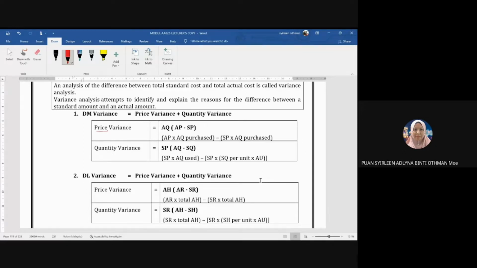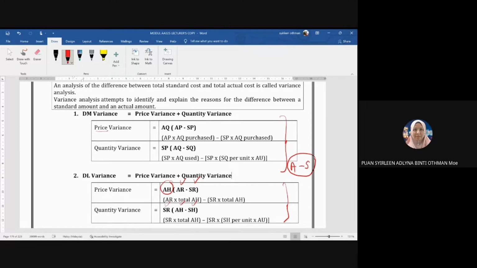Okay, so kalau price variance dekat sini, formula dia actual hours. Okay, dalam bracket actual rate untuk buruh tadi minus dengan standard rate. Alright. Okay, and quantity variance dekat sini formula dia standard rate. Okay, dalam bracket actual hours minus standard hours. Okay, kalau awak tengok formula ni, dua-dua dia guna actual minus standard. Okay, so kamu kena faham lah dia actual minus standard.